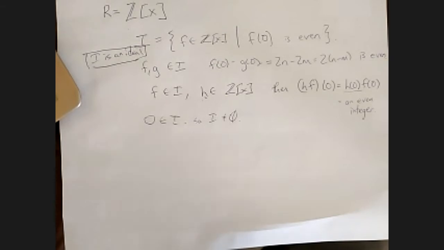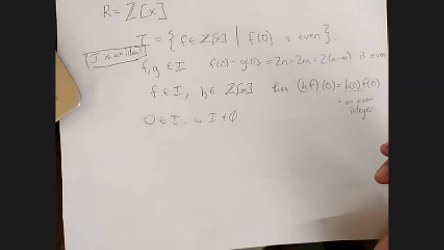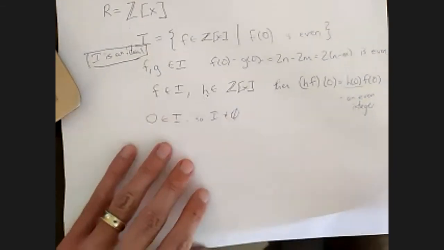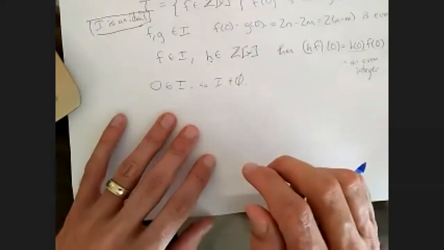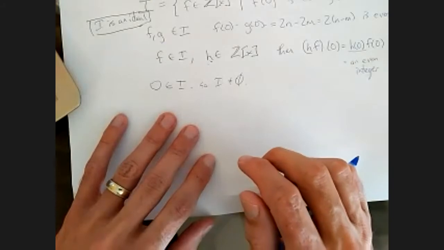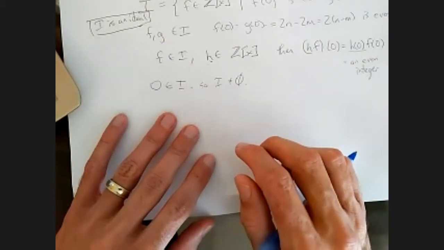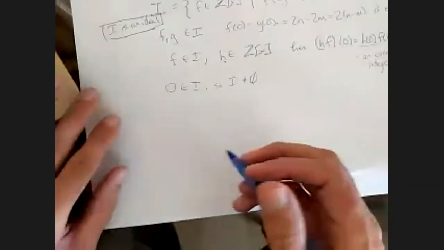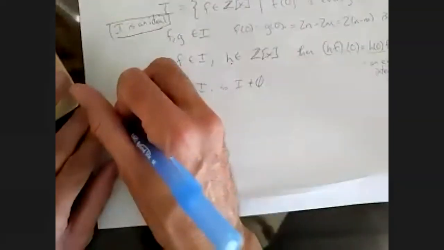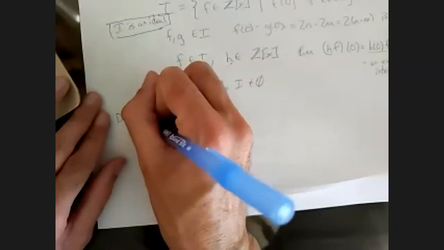Okay, so we just want to talk about ideals and some of the constructions you can do with them. So just like we have cosets of subgroups in group theory, we have cosets of ideals in ring theory. What is a coset?